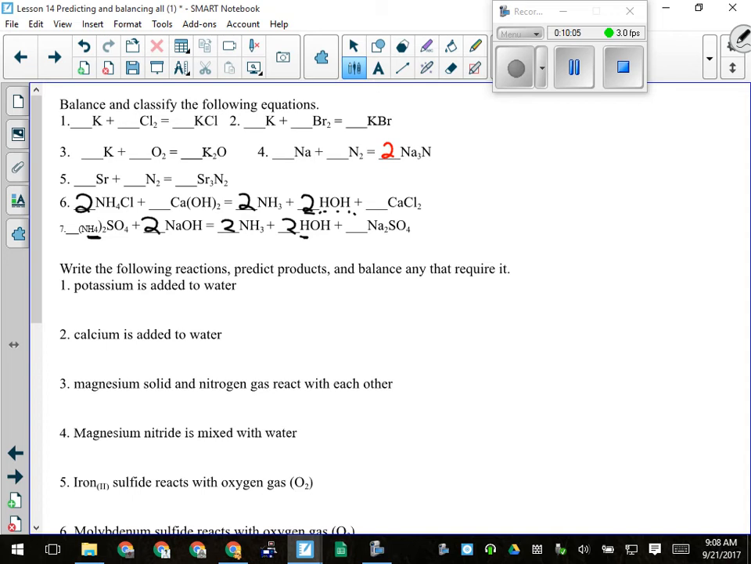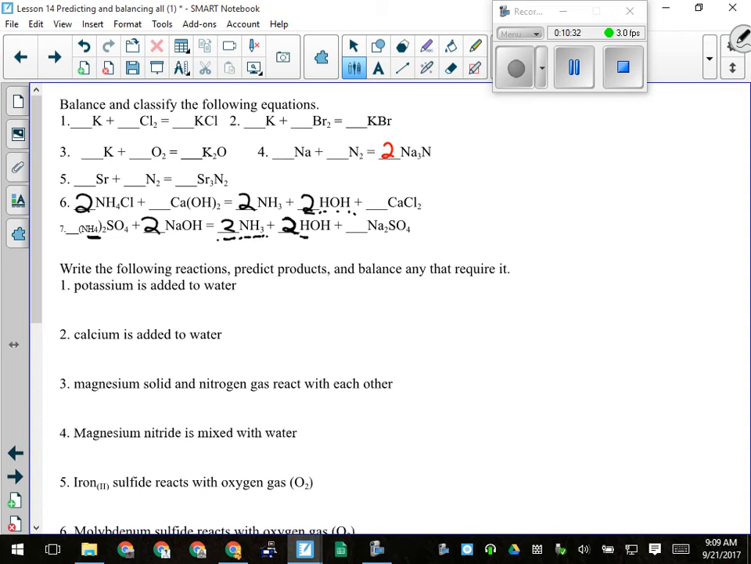I had 2 nitrogens on this side. Yeah? When I did that, that gave me 6 hydrogens here. And then I needed another 2 here to make 8. Okay, and when I did that, it gave me the 2 hydroxides I needed over here. Oftentimes we overthink it.